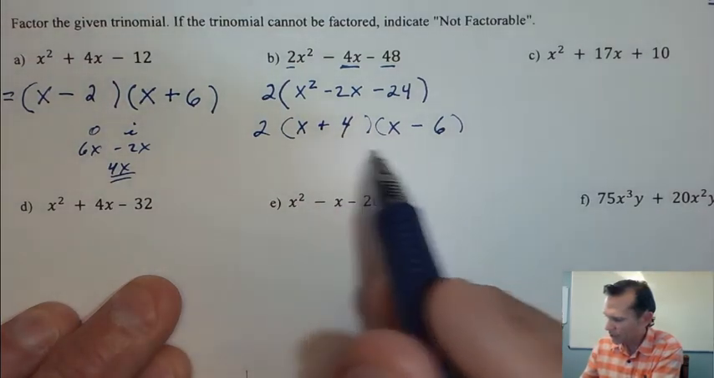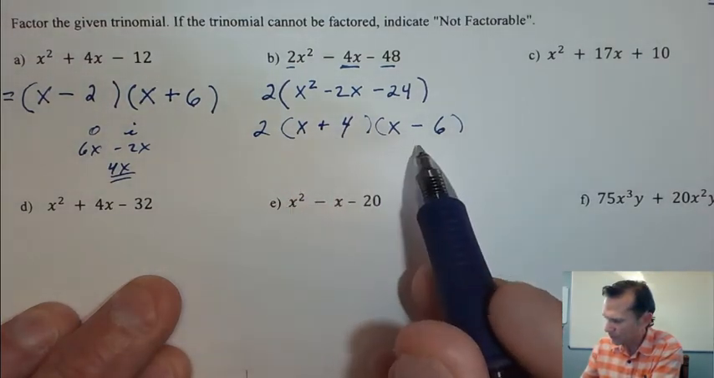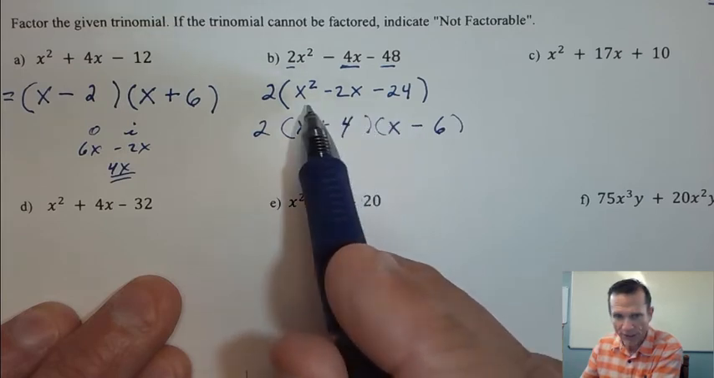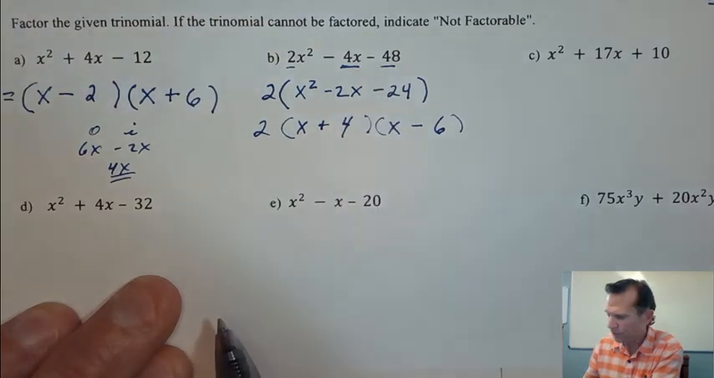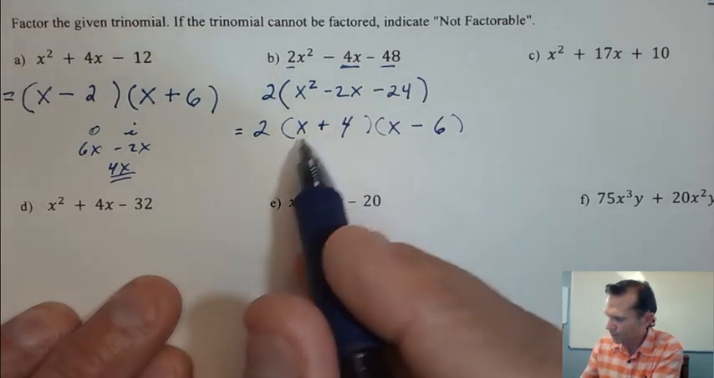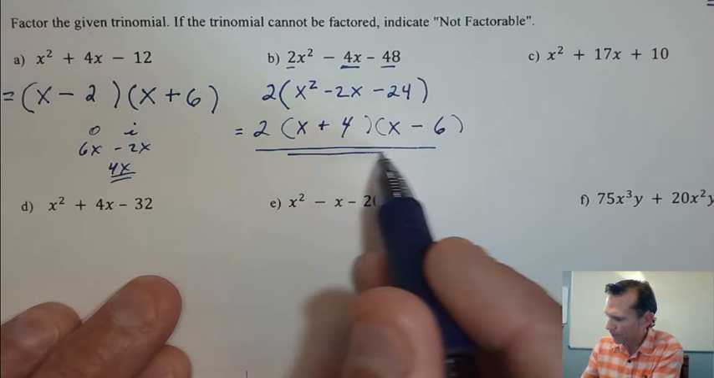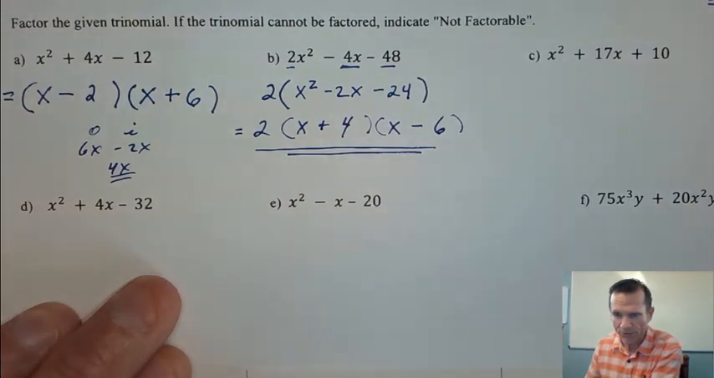Now if you check this with FOIL, I would FOIL this first. You'll see that it matches this trinomial. And then if you distributed the 2, you would be back to your original trinomial. Okay? So that one you want to make sure and factor out a GCF first.